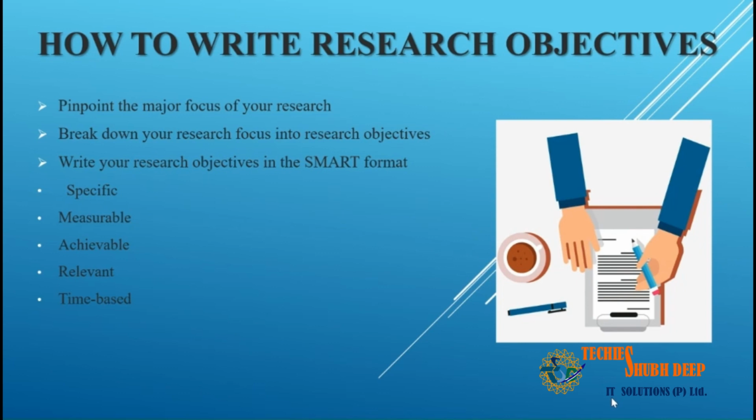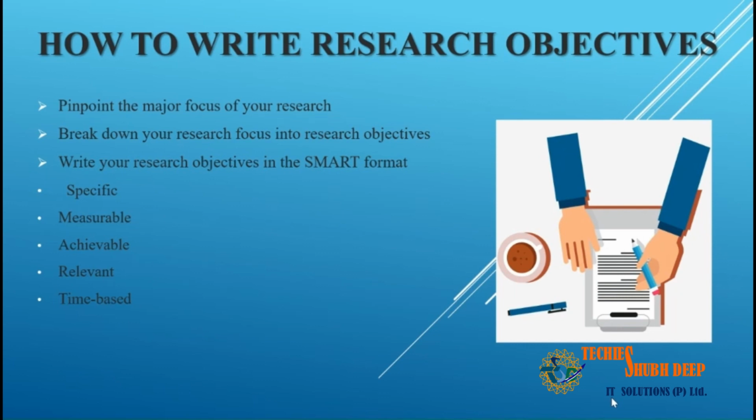For example, your general objective could be to determine how work environment affects performance. In this case, your specific objectives might be to determine whether sunlight improves performance and measure how performance changes when the work environment changes. So come to the third point: write your research objectives in the SMART format.